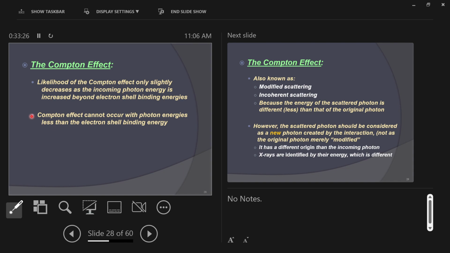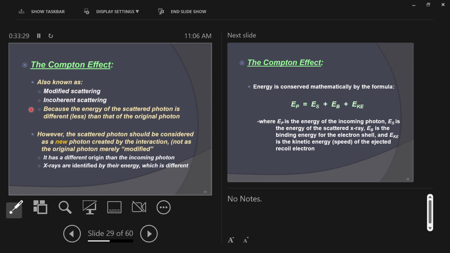And because why not? We're going to have different names to remember here. So the Compton effect is the best name to remember, okay? However, it may also be called modified scattering and incoherent scattering. It's called incoherent scatter because the secondary photon's energy is different than the incoming photon, so it's not coherent. We can't know ahead of time unless you tell me exactly what atom and what electron it's going to interact with. You can't tell me what the outgoing photon's energy is going to be. Incoherent.